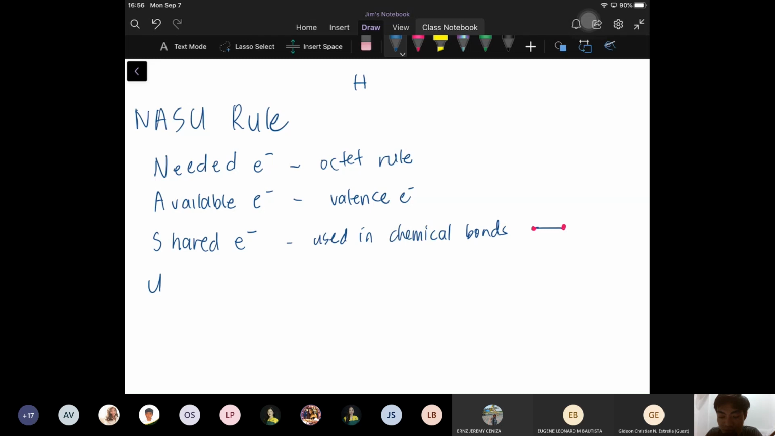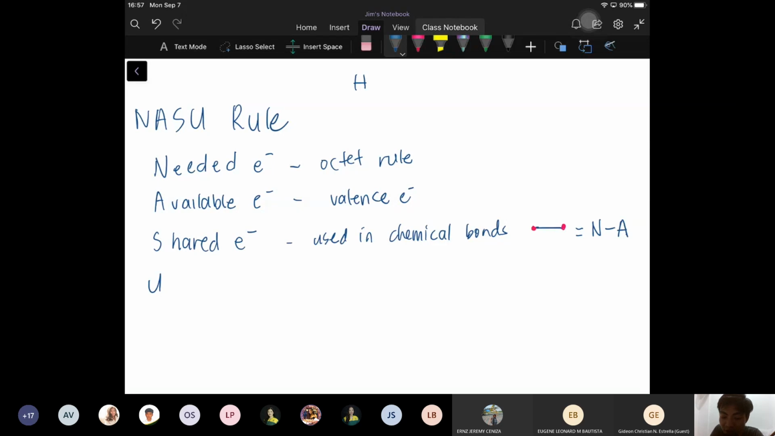So, all you have to do for you to get the shared electrons is to subtract the needed and the available electrons. N minus A ang formula for the shared. So, when we subtract that, makukuha natin yung dami ng shared electrons. And keep in mind that for every 2 electrons, we will form one bond, one single bond.